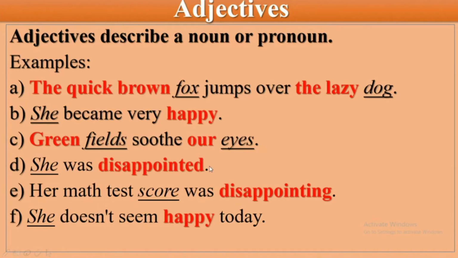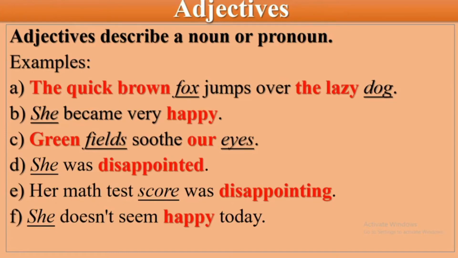Green fields soothe our eyes. In the sentence, green and our, these two words are adjectives because they have modified two nouns. So how are the fields? The fields are green. And whose eyes? Our eyes.